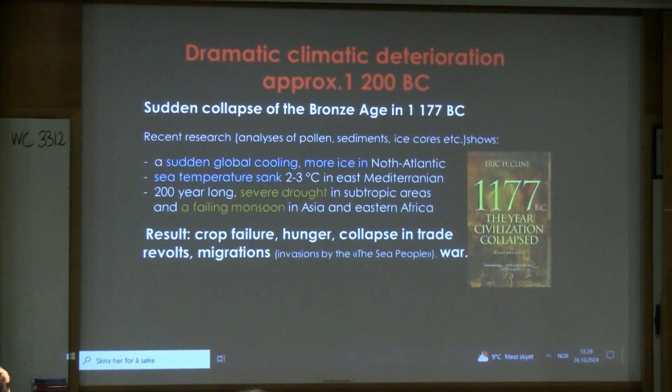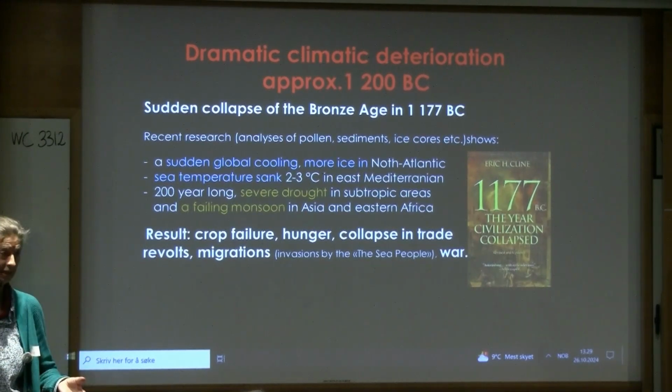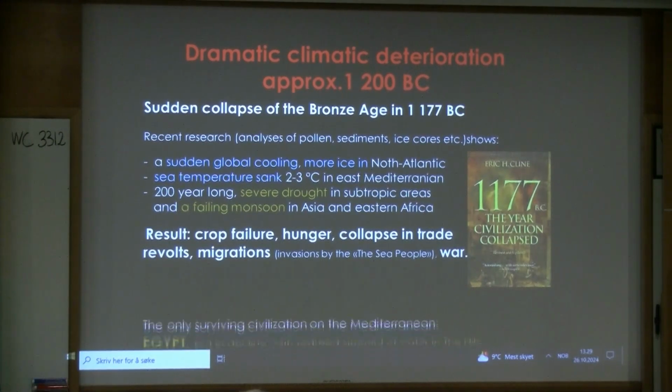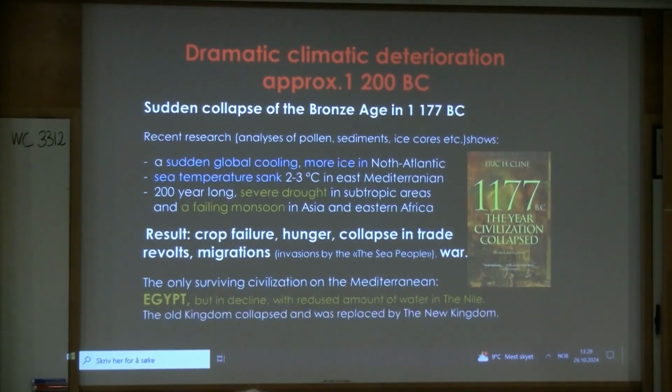The sources date it and say that the Sea Peoples came and tried to invade Egypt. Egypt had a strong army, so they didn't manage to take Egypt, but they caused complete havoc in all the other areas. So the only really surviving civilization in the Mediterranean was Egypt, but in decline, because the water in the Nile was also reduced.